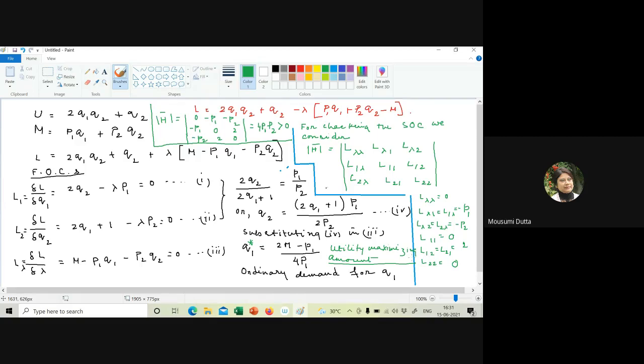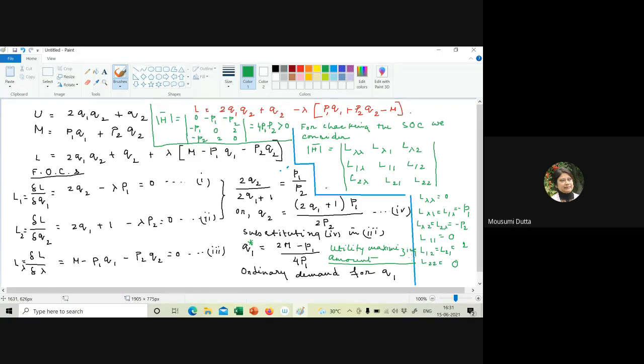And in your home, you find out the demand for the other commodity, that is Q2. You will be able to derive and you can do the same. Rest of the things will be common, the second order condition, etc. However, you will be able to derive the demand for Q2 as well, following the same procedure.